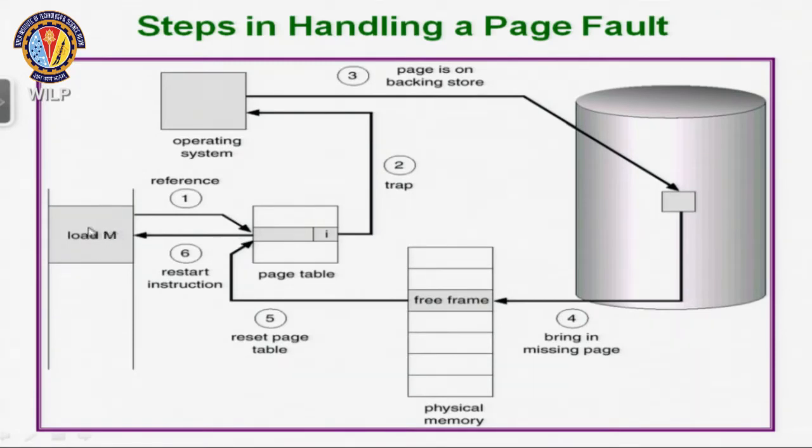After having done this, the load M instruction gets executed once again, and this time, since the frame has been brought into memory, the page fault would not occur and the instruction would execute successfully. So this is how page fault handling is carried out.